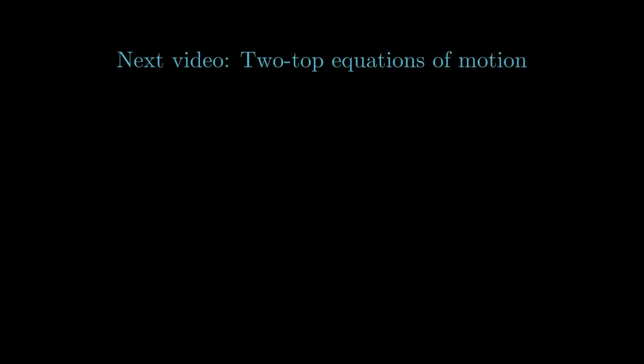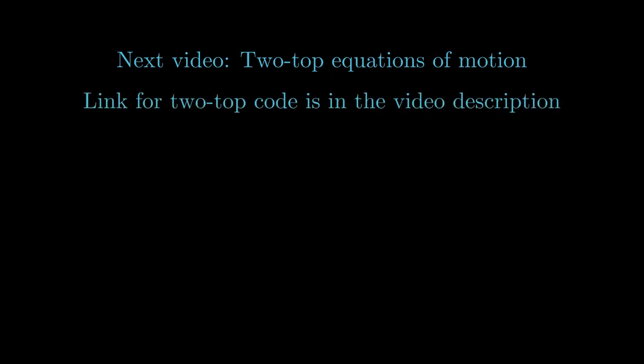In my next video, I'll derive the equations of motion for the two-top using Lagrange multiplier methods. The simulations used in this video were created using those equations. The Python code is freely available at glowscript.org. I'll put a link below. You're welcome to make a copy of the code and create your own simulations.